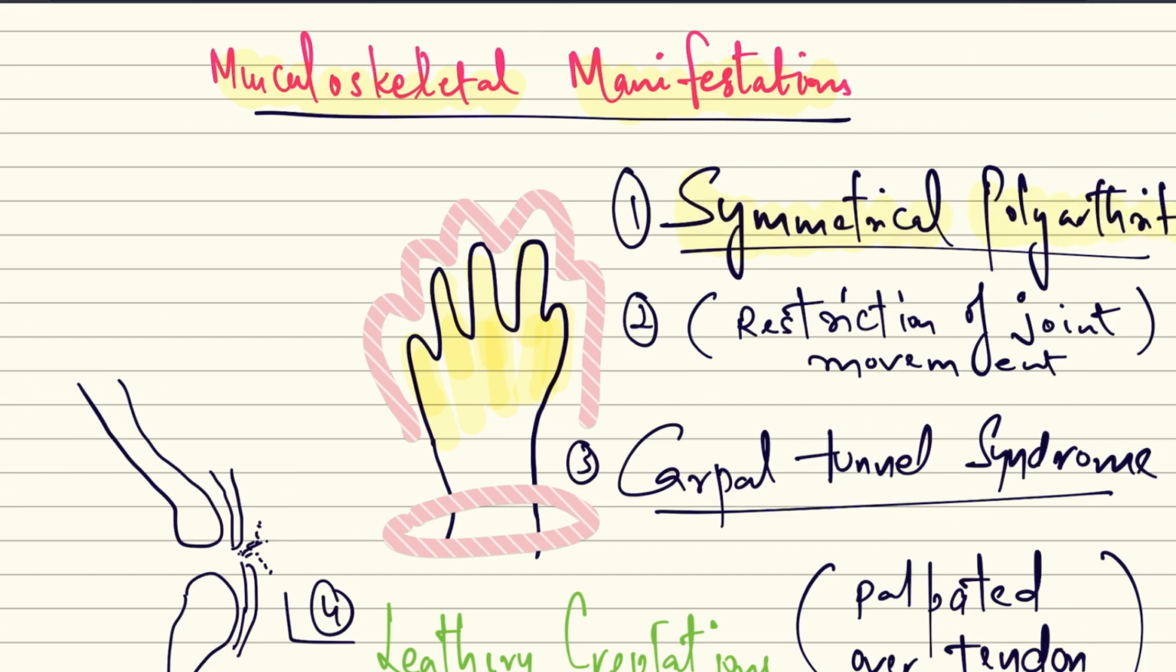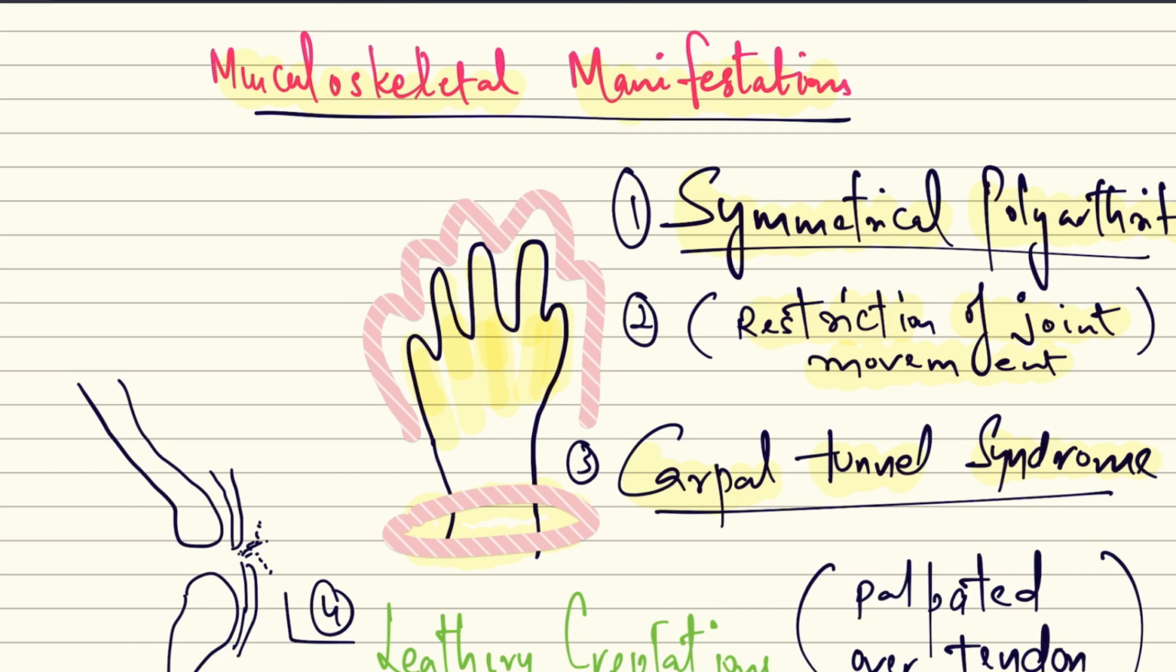Also, because of a lot of collagen deposition in the hands, this leads to restriction of the joint movements, and there is difficulty in flexing and extending the fingers in patients of systemic sclerosis. Also, because of the collagen deposition around the wrist, this contributes to carpal tunnel syndrome in these patients of systemic sclerosis. Also, there occurs inflammation especially around the joints.